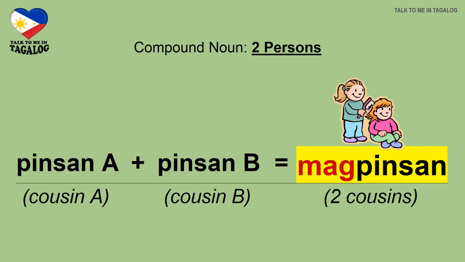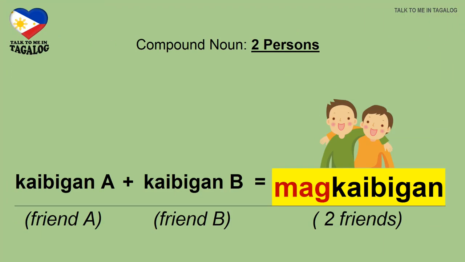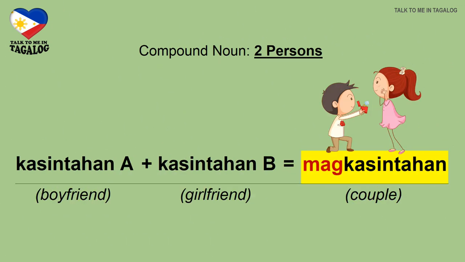Magpinsan. Pinsan means cousin, but if you are talking about pinsan A and pinsan B, you should call them magpinsan, cousins. Magkaibigan. Kaibigan means friend, but if you have kaibigan A and kaibigan B together, they are called magkaibigan, meaning two friends.